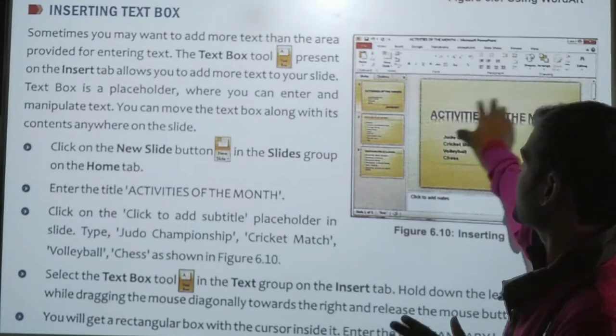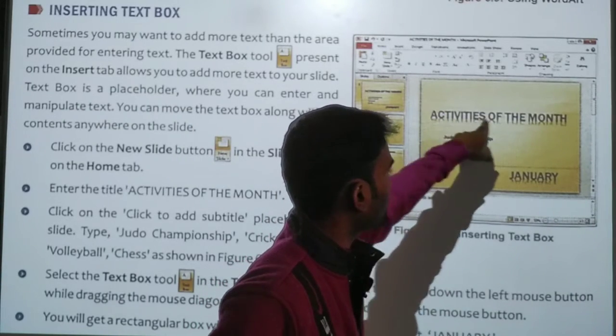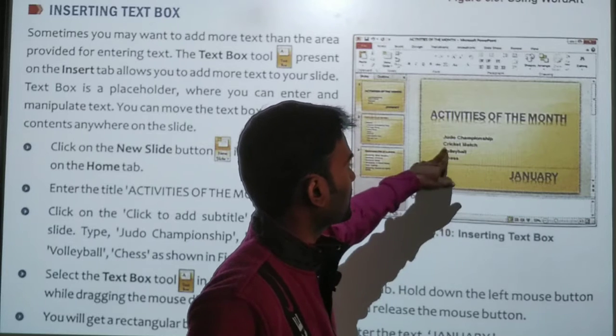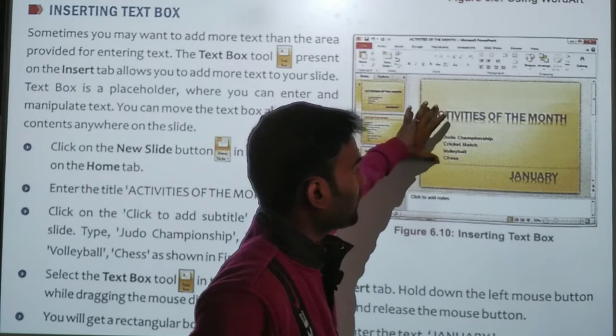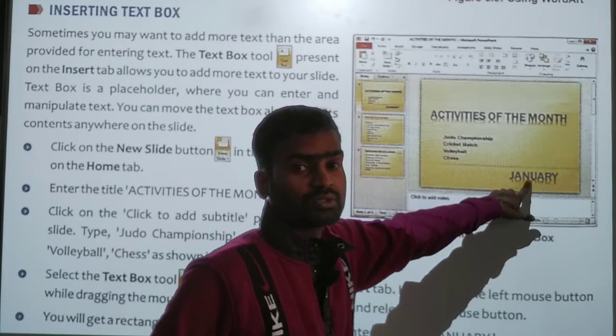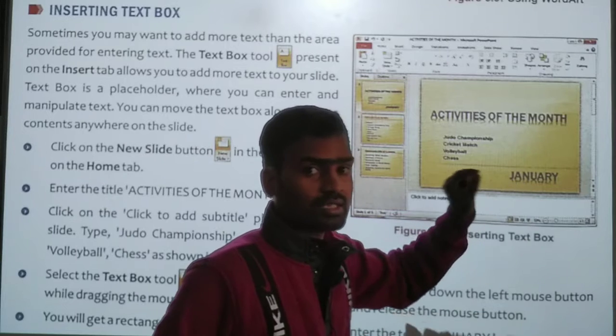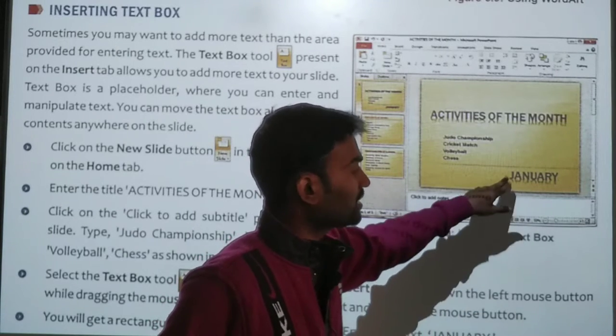So dear children, see here what we are going to do now. We are going to make this PowerPoint, this slide: Activities of the month, judo championship, cricket match, volleyball, chess. See here, this is one placeholder, but we need one text here. We cannot move it.